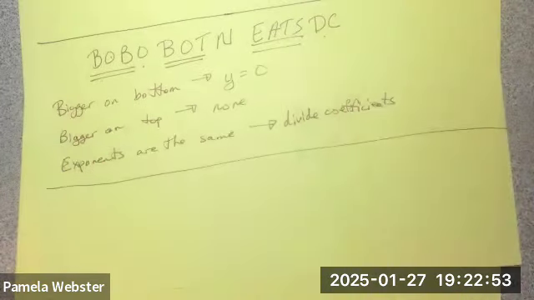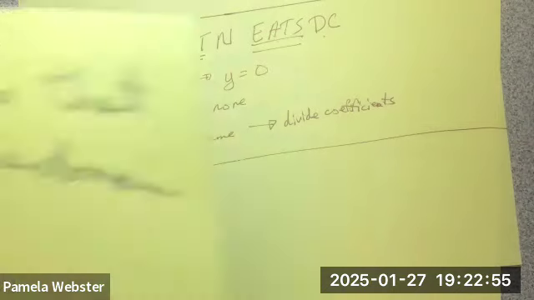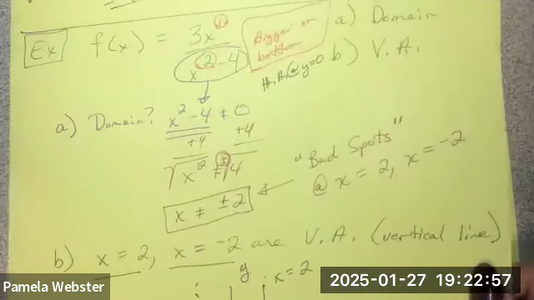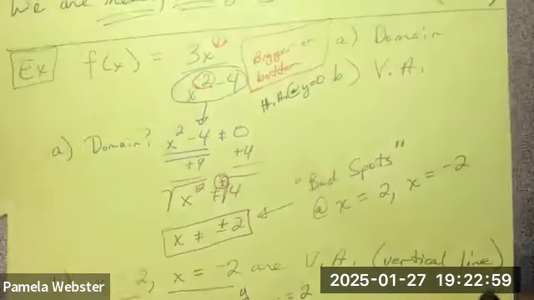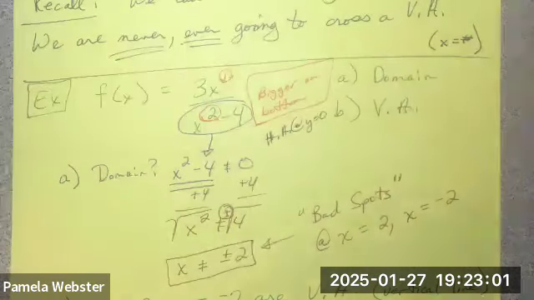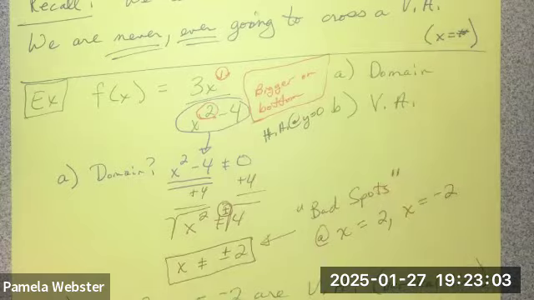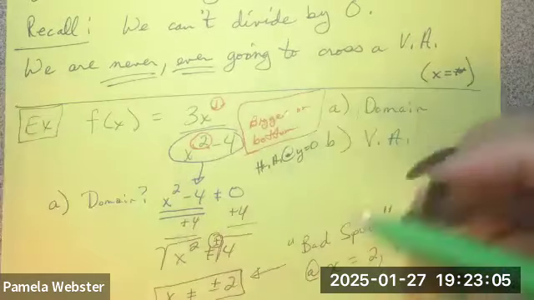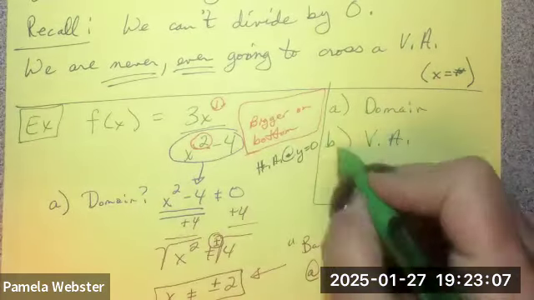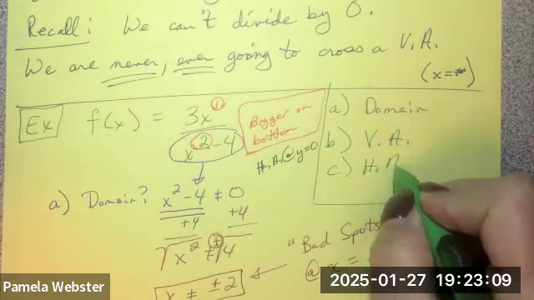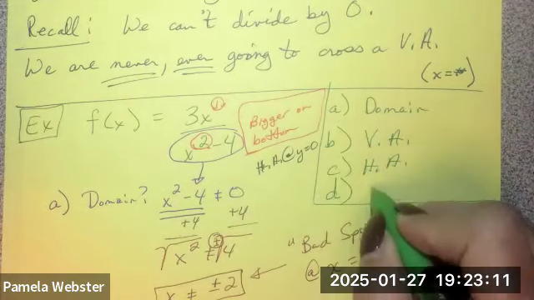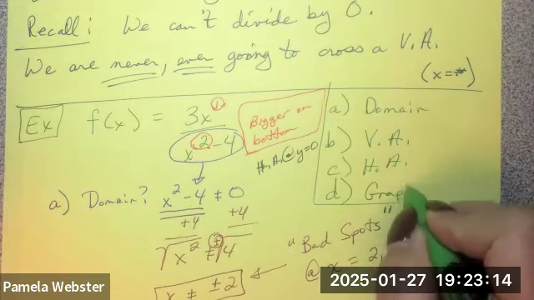Okay. So our example here, let's come back over here. We've done A, which was find the domain. We've done B, which was vertical asymptote. Okay. I didn't finish writing them all out. We need C, which is the horizontal asymptote. And we need D, which is graph.